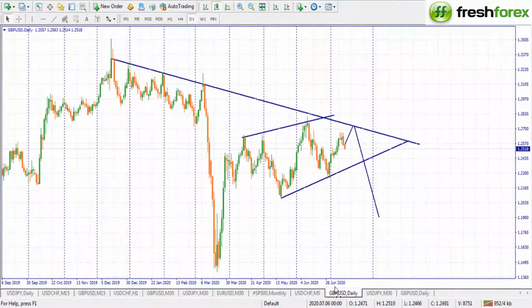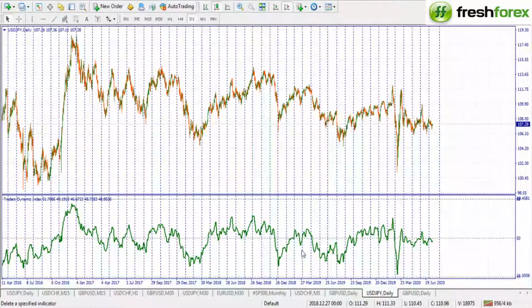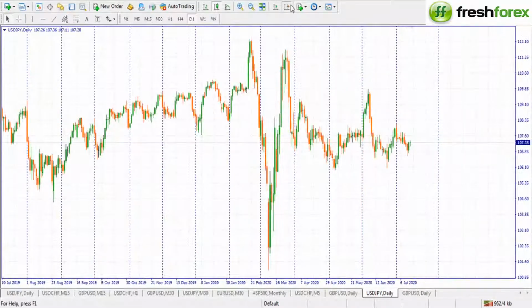So we'll move forward to our next chart, USDJPY. This is what we have. We have a trend line from the bottom here, and then we have another line from the top.